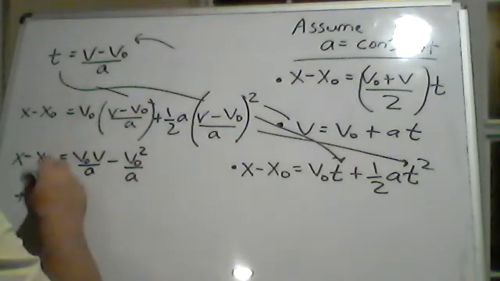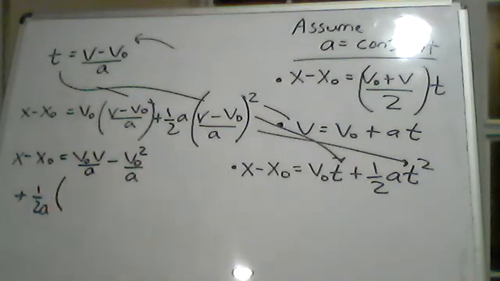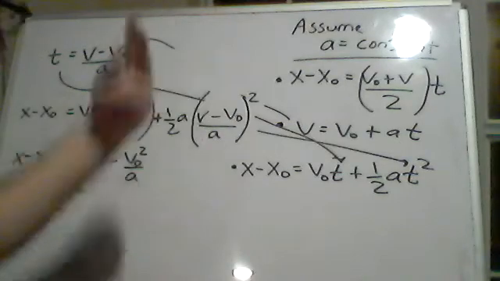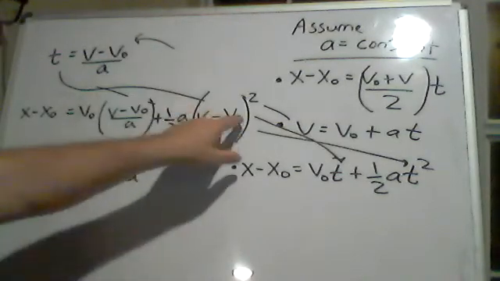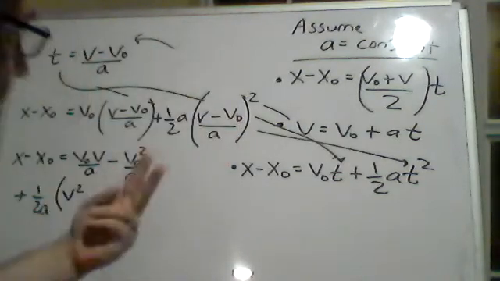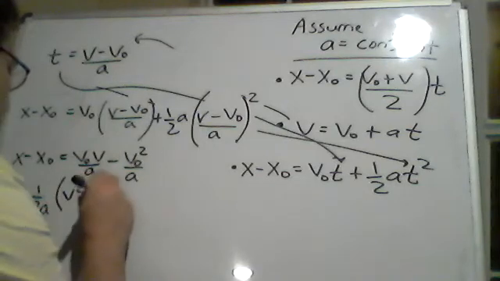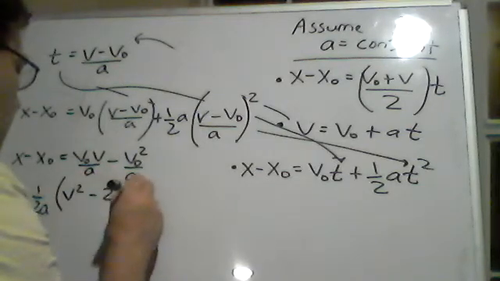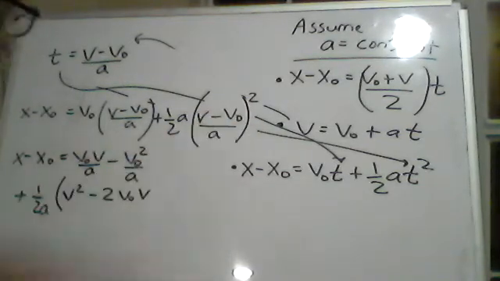However, I still have to square out this v minus v naught. I got to use FOIL. So v squared, okay, v times negative v naught is negative v naught v, and then negative v naught times v is negative v naught v, so that's negative 2 v naught v, and FOIL. And then I have the last one, positive v naught squared.